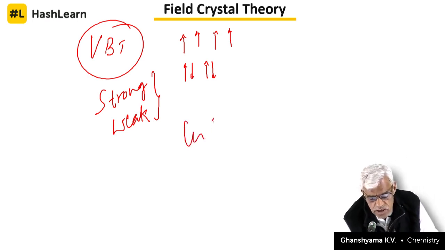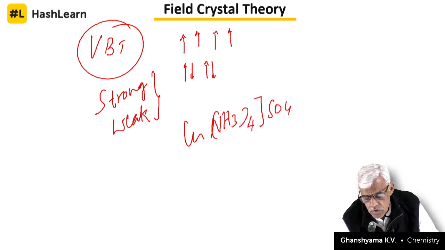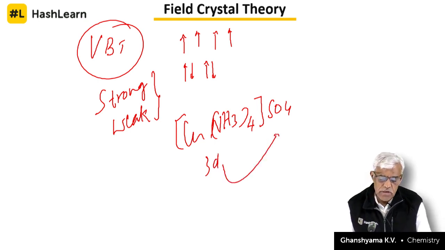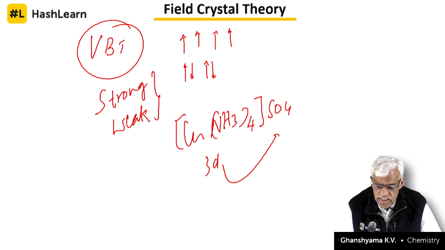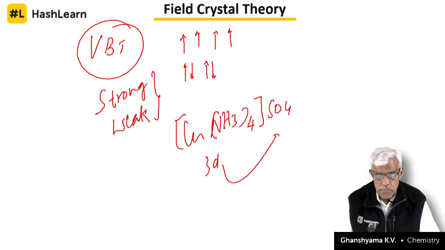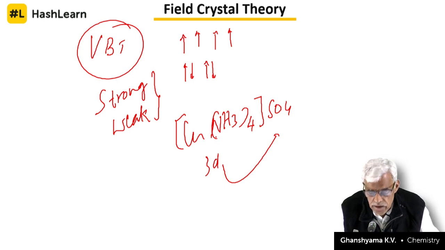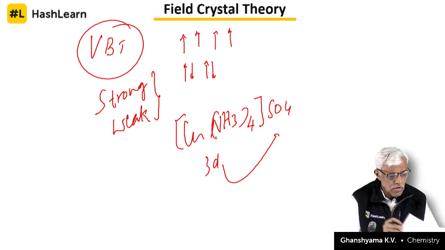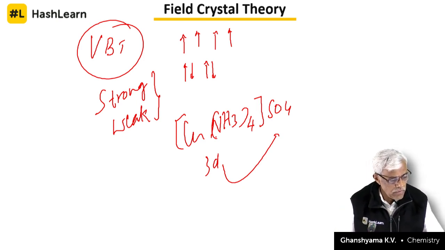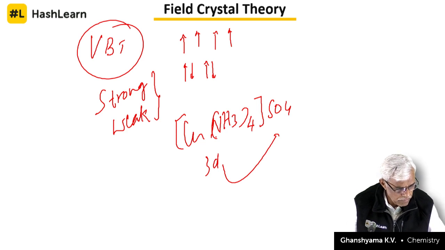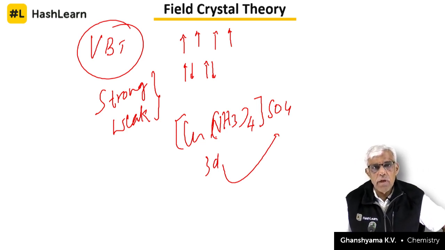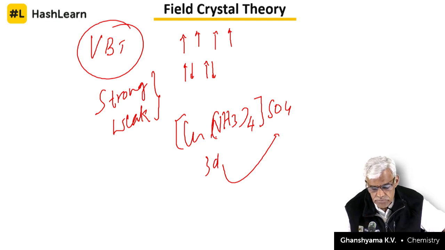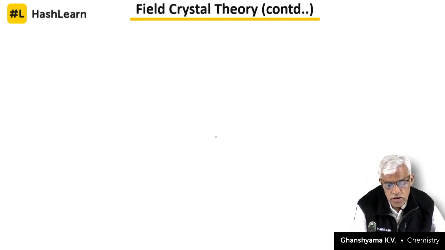For example, in the case of cuprammonium sulfate, one electron will be left over in 3d and that should be transferred. An exception which cannot be explained by VBT, but it can be explained by the crystal field theory. According to this theory, the bond between the metal and the ligand is electrostatic or it is ionic in nature.